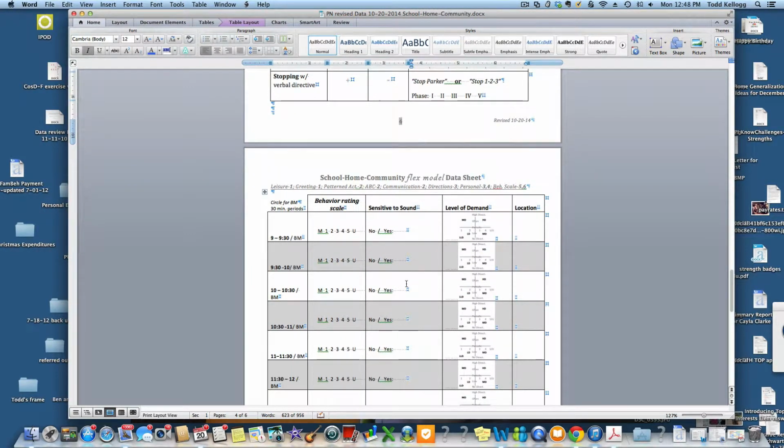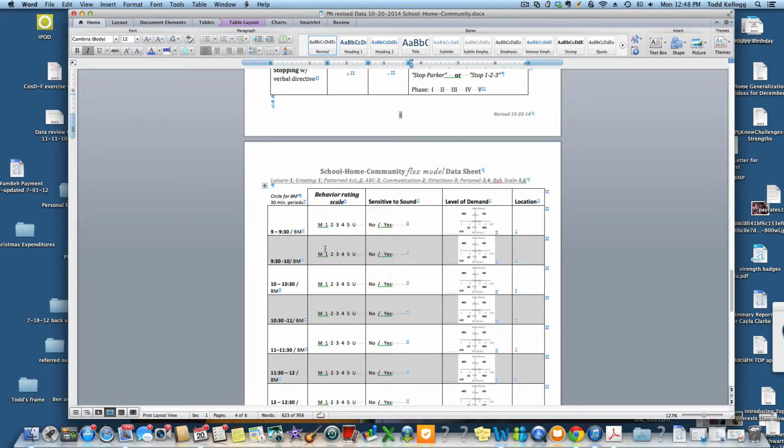Here's the behavioral scale. Now this has some changes. This refers to the modified scale that we used, and you need a separate visual. There's a visual of that has color coded that talks about what M is and 1, 2, 3, 4, 5 in U. So you have to look at that to know which one to circle.